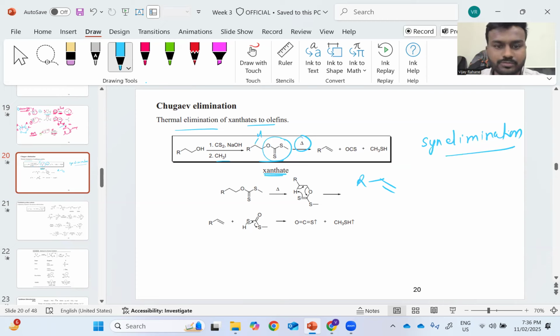In most eliminations which involve pyrolytic elimination, the thermal elimination, almost 90% of this type of elimination occurs in the syn fashion, so you have to keep that in mind. This is the mechanism that we already discussed, so you can refer to this mechanism.